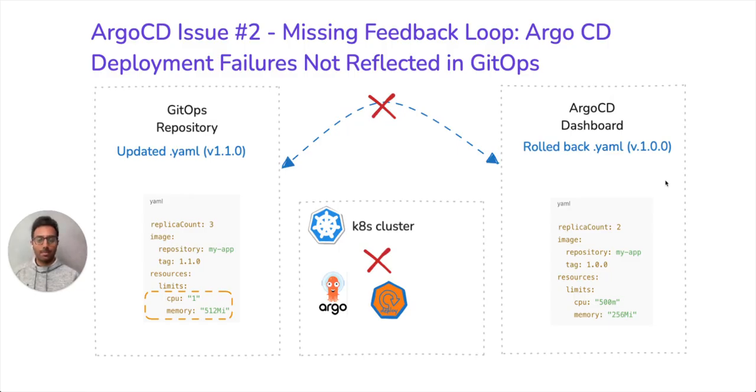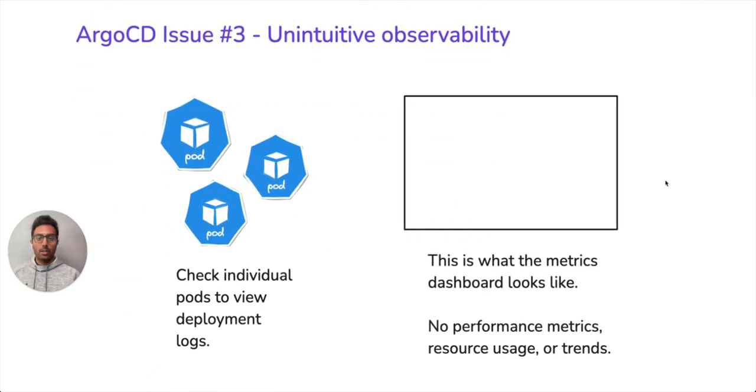The third is a lack of observability. In Argo, DevOps teams have to check specific pods to view deployment logs. There's also no built-in performance metrics, resource usage, or other useful trends. Developers may need to jump from their IDE to an observability dashboard, then to the GitOps repo, and maybe even SSH into pods. What would be nice is a single pane to see the status of deployments and logs in one place.